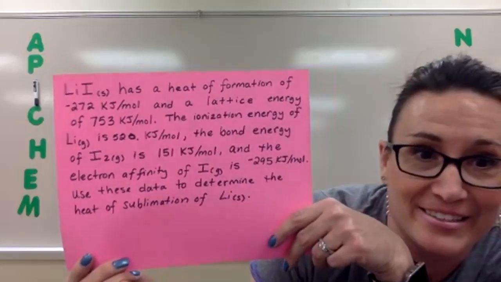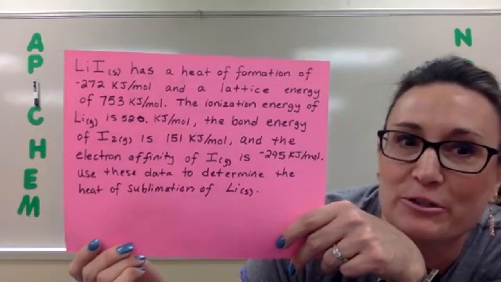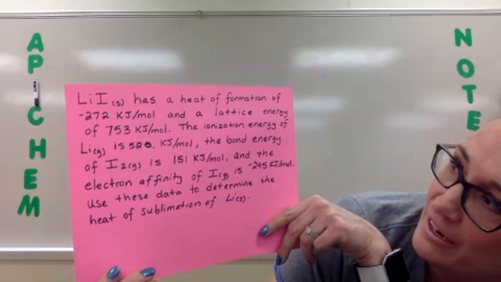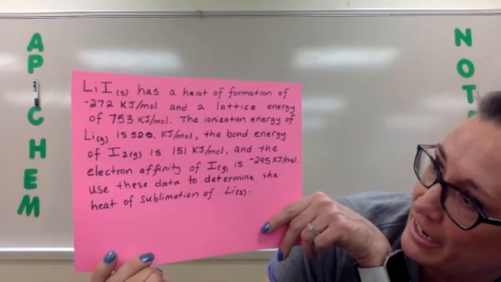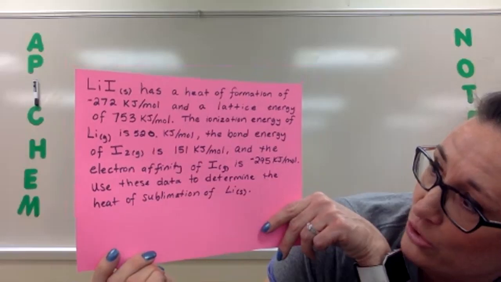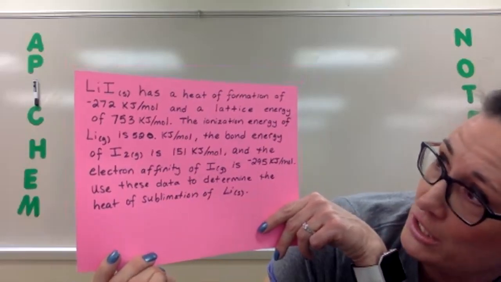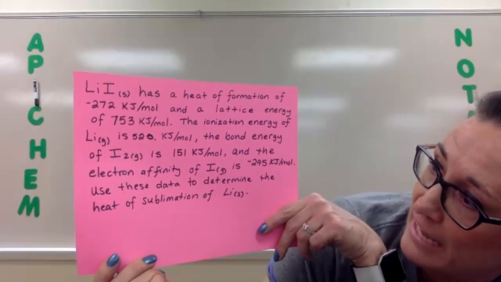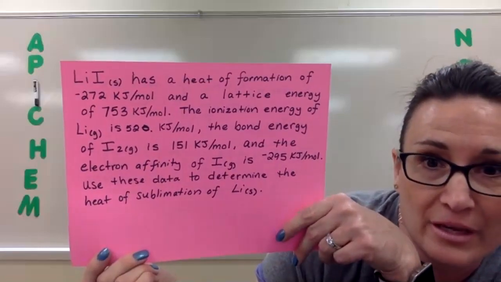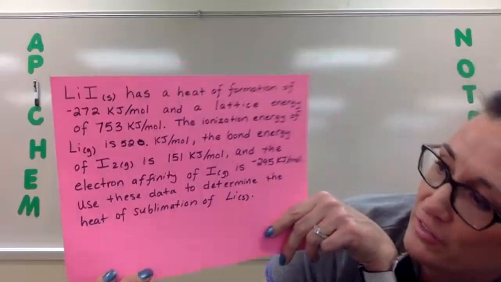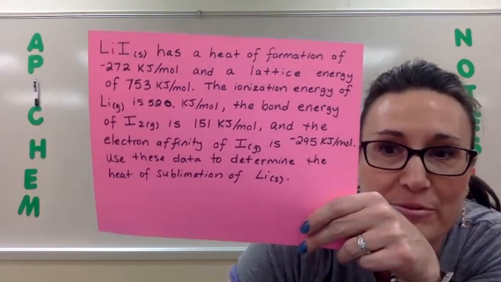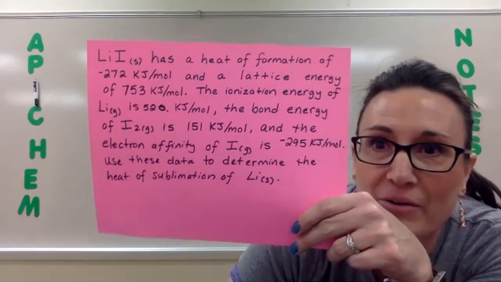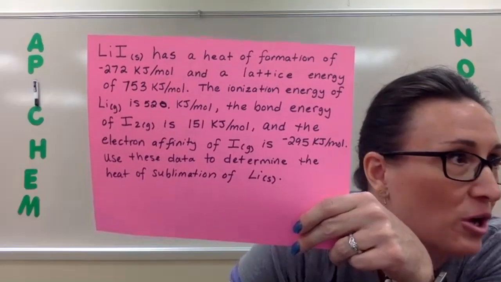It gives us the ionization energy. Ding, ding, ding. You might know which one this one is. It gives us the bond energy, the electron affinity, and we know the total lattice energy. But we're trying to find what's called the heat of sublimation. So we're trying to find, hint, hint, maybe one of many steps. Okay, so there's that one. All righty, so that's the pink one.